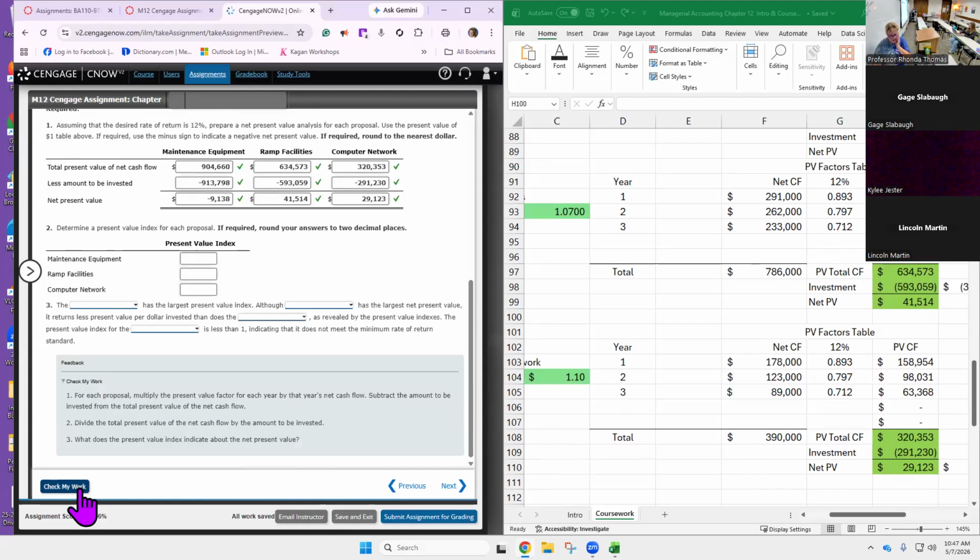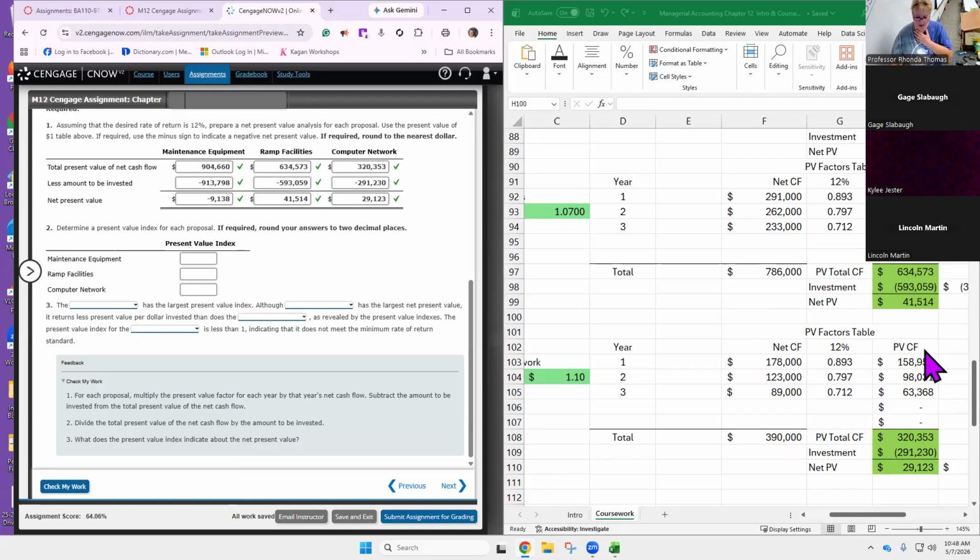All right, so let's see, got everything okay. Now, which one has the biggest net present value? It looks like it's the rent, okay? Now we're going to calculate what's called the present value index.